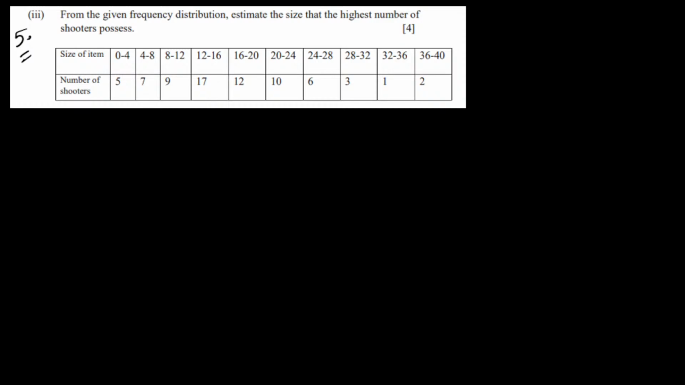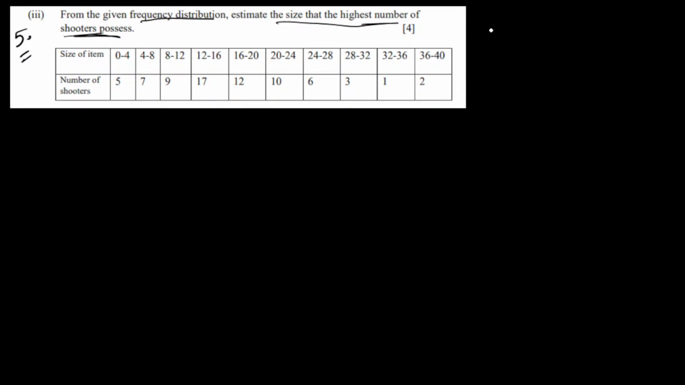What we have to find here? From the given frequency distribution, estimate the size that the highest number of shooters possess. So frequency distribution is given, and in this frequency distribution we have to estimate the size that the highest number of shooters possess. So what does it mean? Only in this paper the language of the questions is a bit different, so you have to understand.